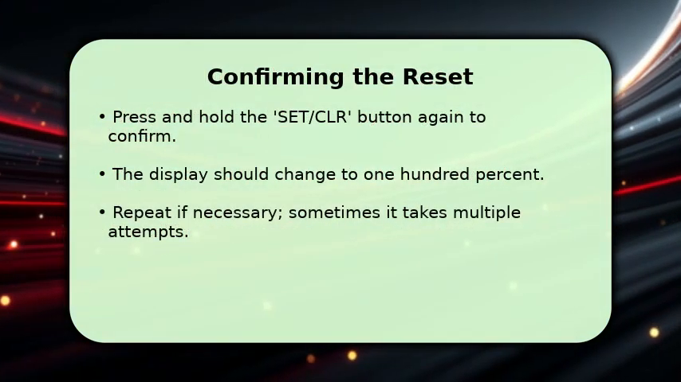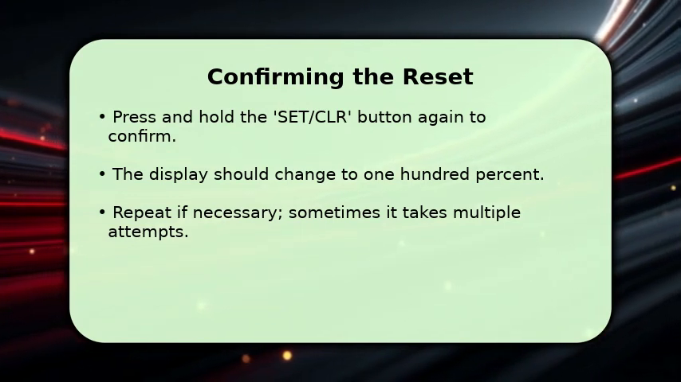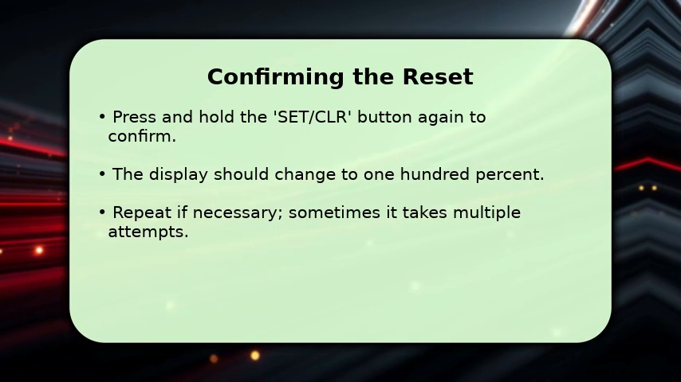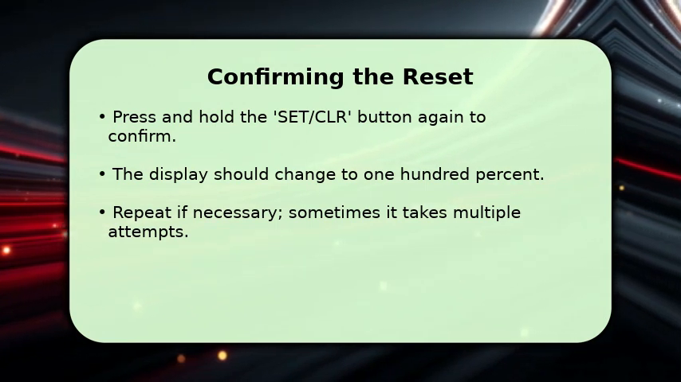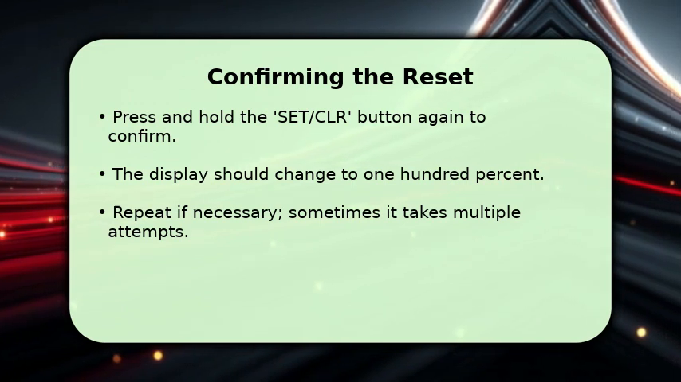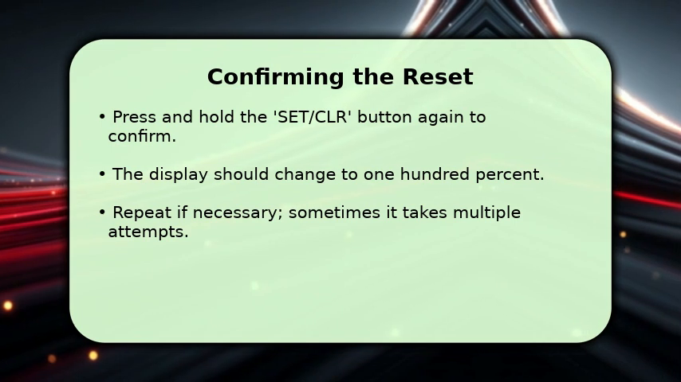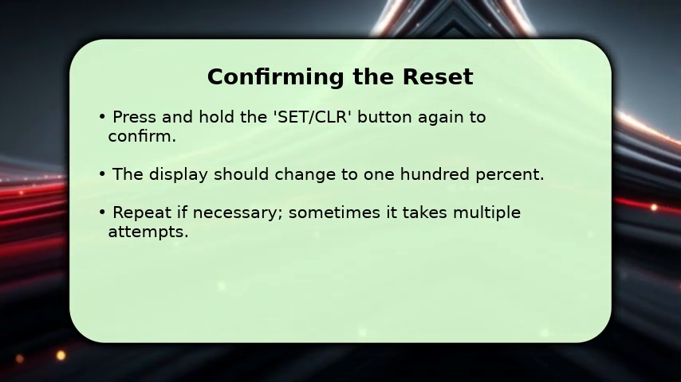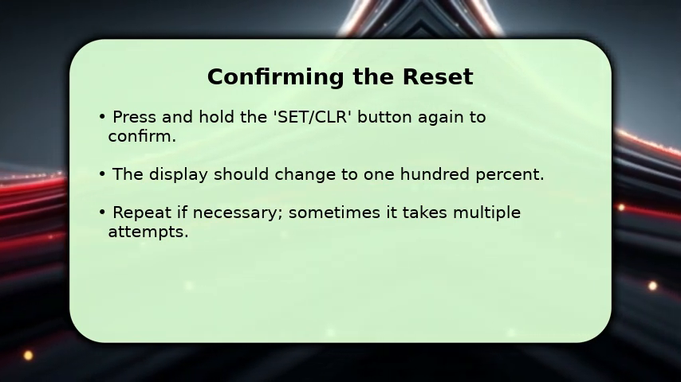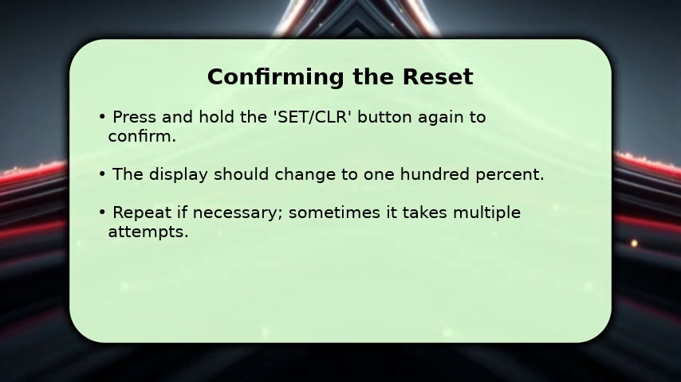After the oil life percentage starts flashing, press and hold the SET/CLR button once more until the display changes to 100%. This confirms that the oil life monitor has been successfully reset. If it doesn't reset on the first try, release the button and repeat the process. Sometimes it takes a couple of attempts to get it right. Always ensure your engine is off during this procedure.